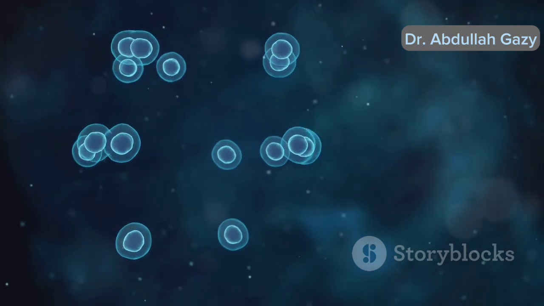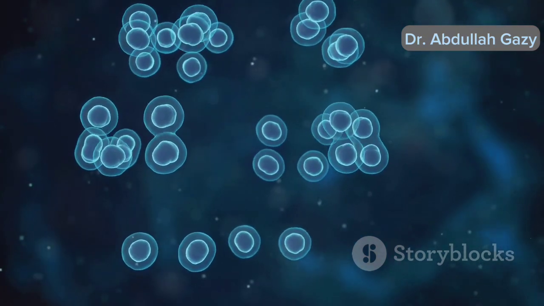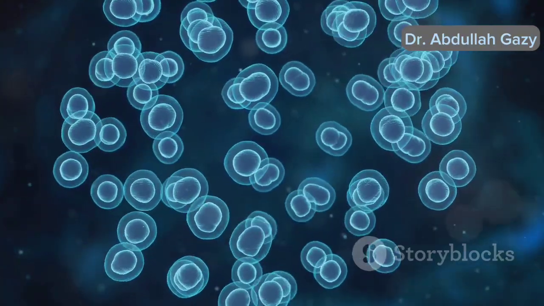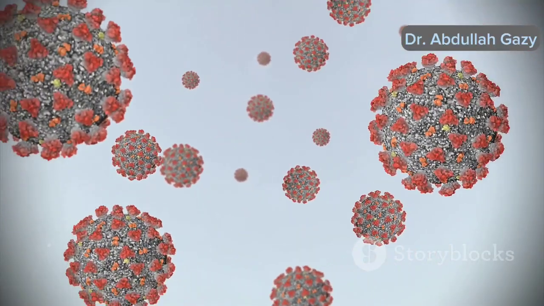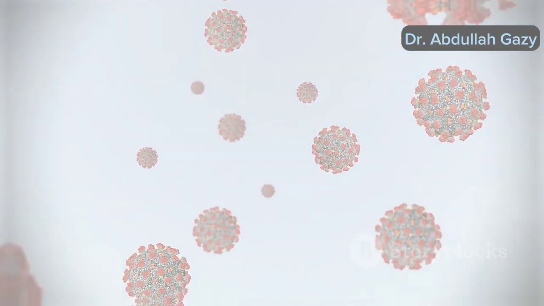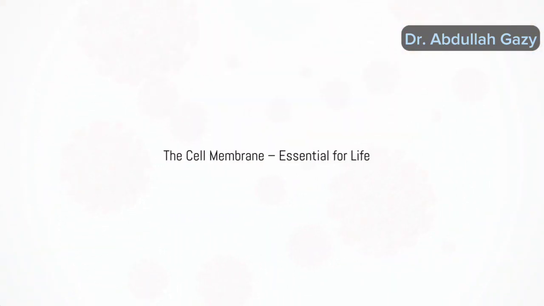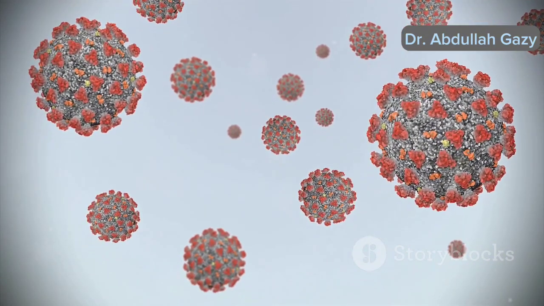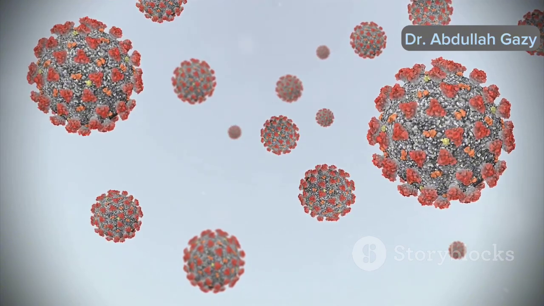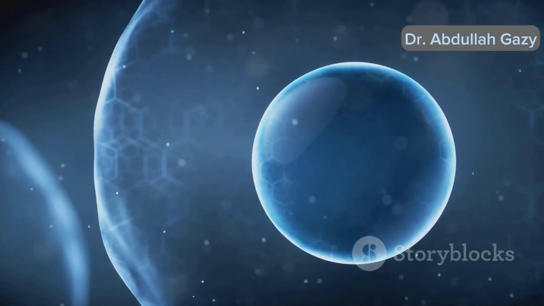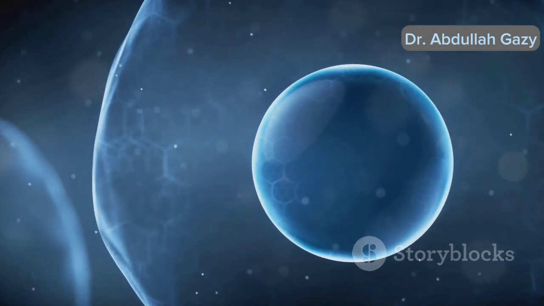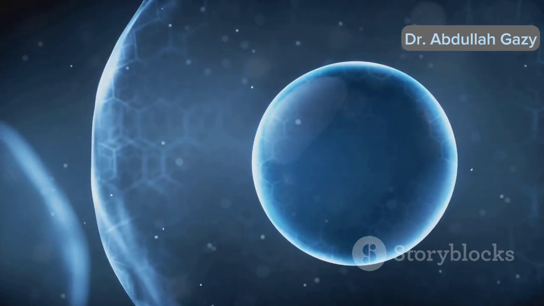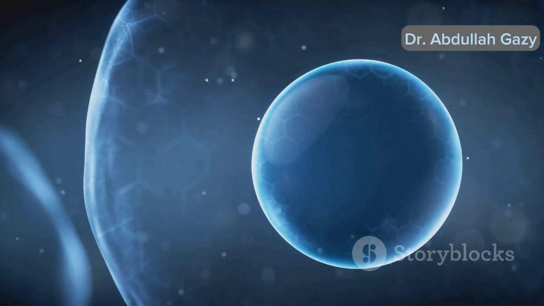Cell communication is essential for coordinating cellular activities, regulating growth and development, and responding to various environmental changes. Section 7. Conclusion. The cell membrane, essential for life. The cell membrane is far more than just a passive barrier. It is a dynamic and complex structure that plays a vital role in cell survival and function.